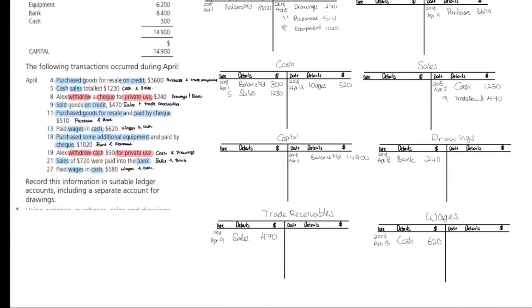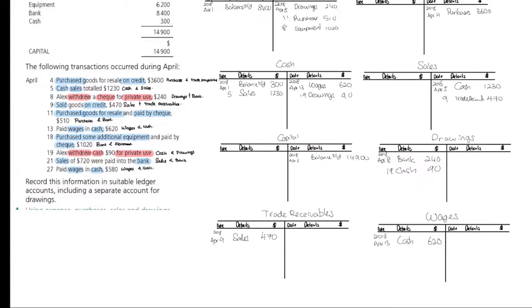Alex withdrew cash. Now you took out money for your private use. Instead of taking it from the bank account, you took it from the cash account, which is $90 comes out, goes to your drawings, because drawings is a special account that's always on the debit side. So on the 19th, drawing 19th, we go cash account, $90.